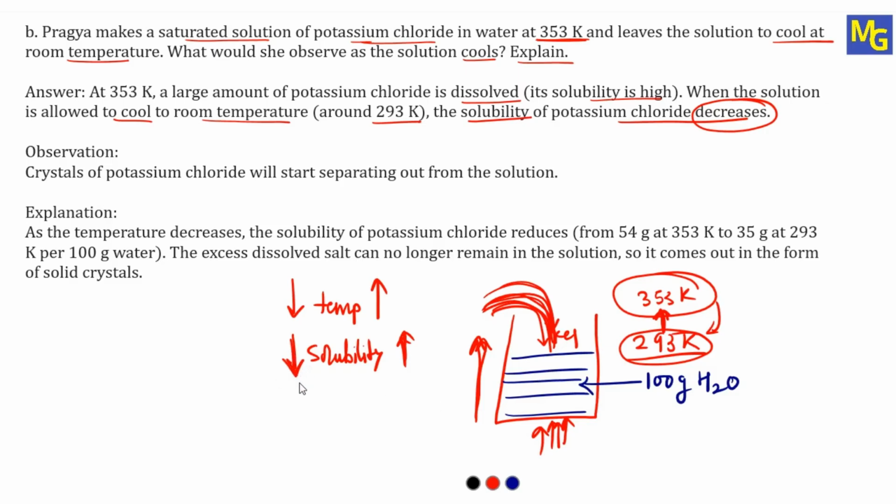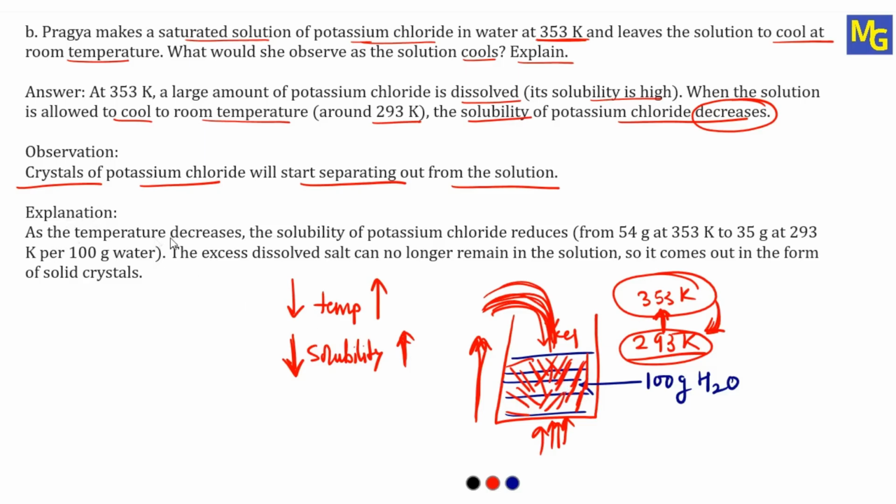So what can we see? We can see the formation of crystals in the solution. So see your observation: crystals of potassium chloride will start appearing out of the solution. When we decrease the temperature to room temperature, in the same solution we can see the formation of crystals of potassium chloride. Because the temperature decreases, solubility decreases, and therefore whatever salt had been dissolved starts forming crystals in the solution. What is the reason? What is the explanation?